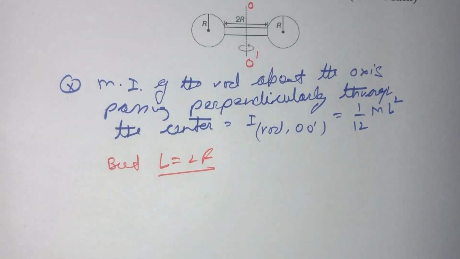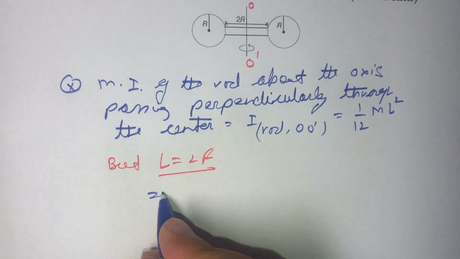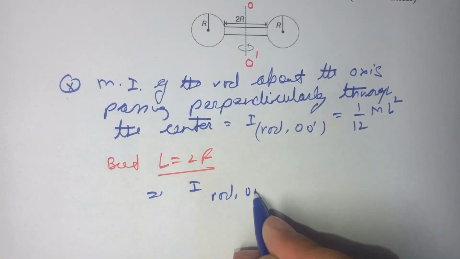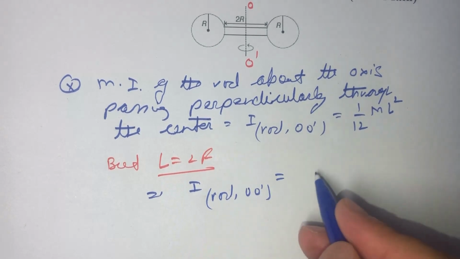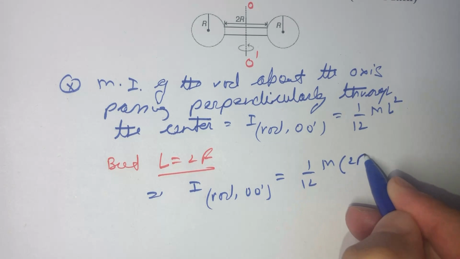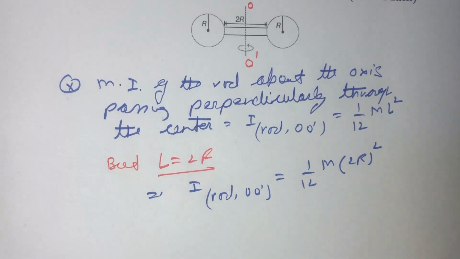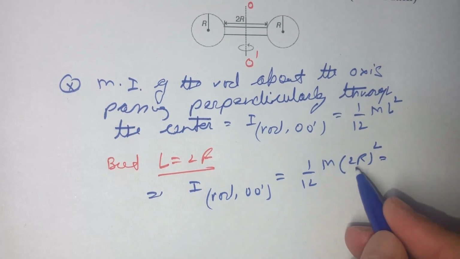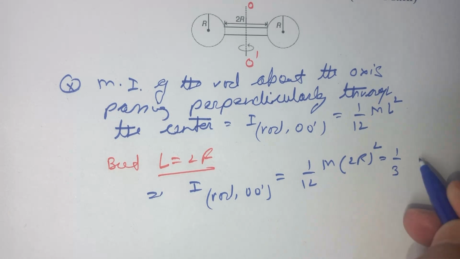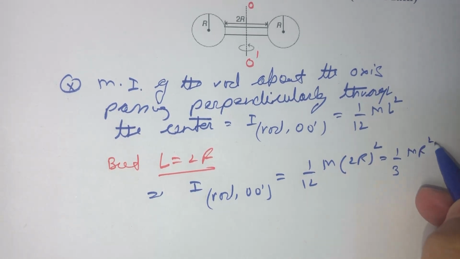Therefore, we can say moment of inertia of the rod about the axis OO prime will be equal to 1 by 12 mass into 2r square. And we solve it, this will be coming as 4, and ultimately it will be 1 by 3 mr square.